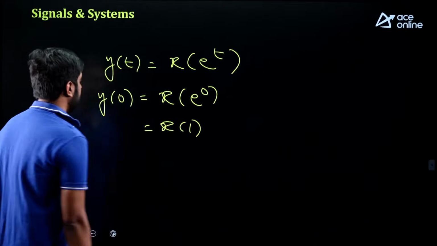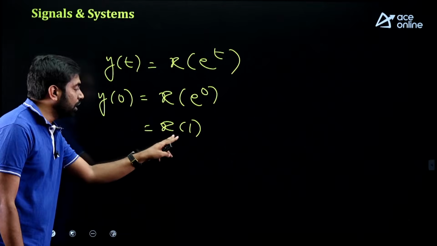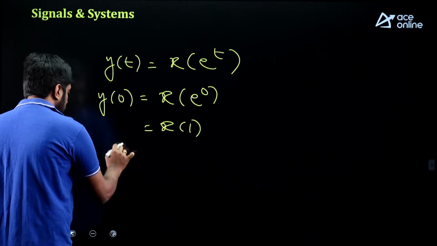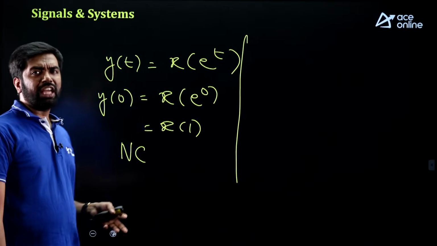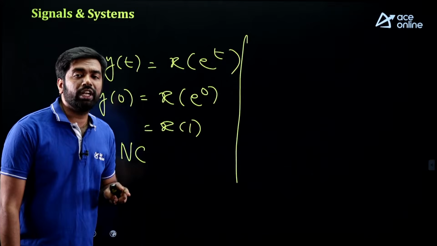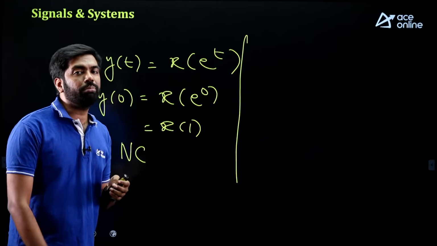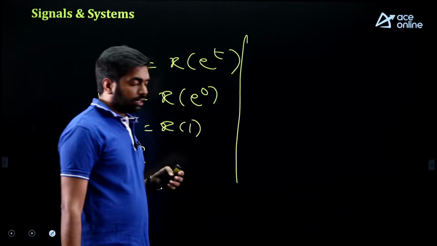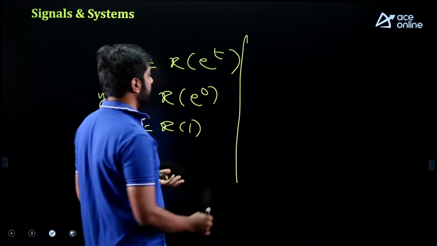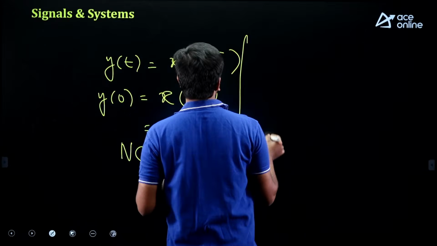So now what do you understand? This is the present output and this is the future input. Hence it is non-causal. Now let's talk about time invariance. Now in time invariance we need to check two things. One is what is the output due to delayed input and delayed output response. So I'm just first finding the output due to delayed input.